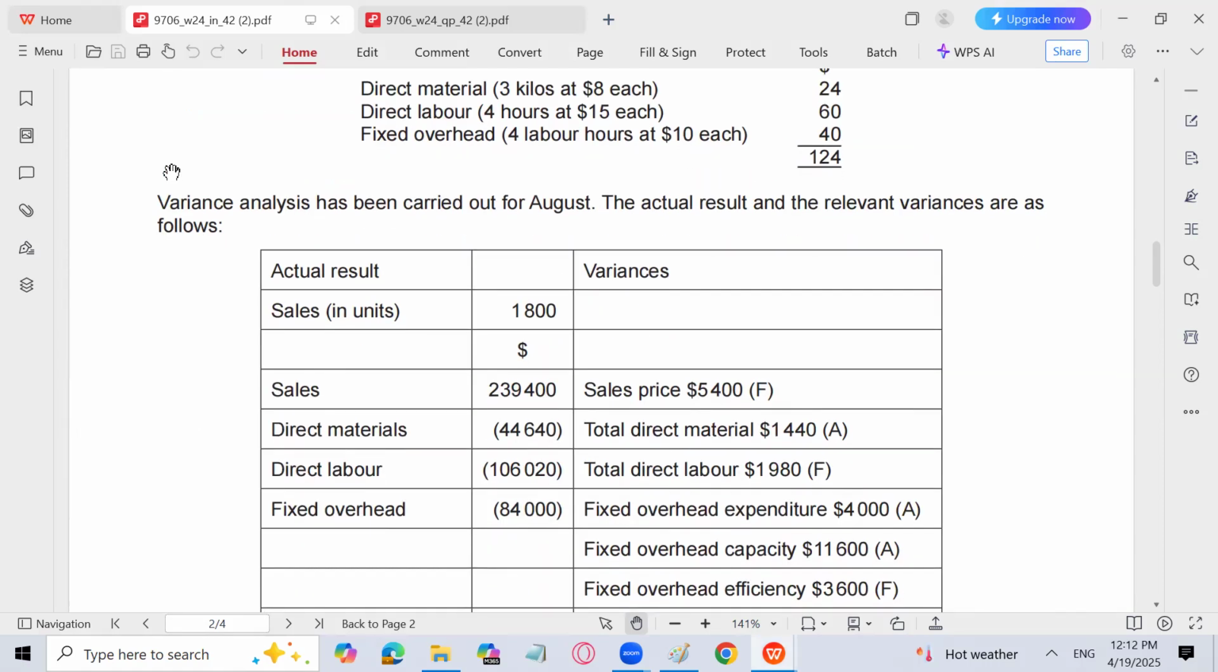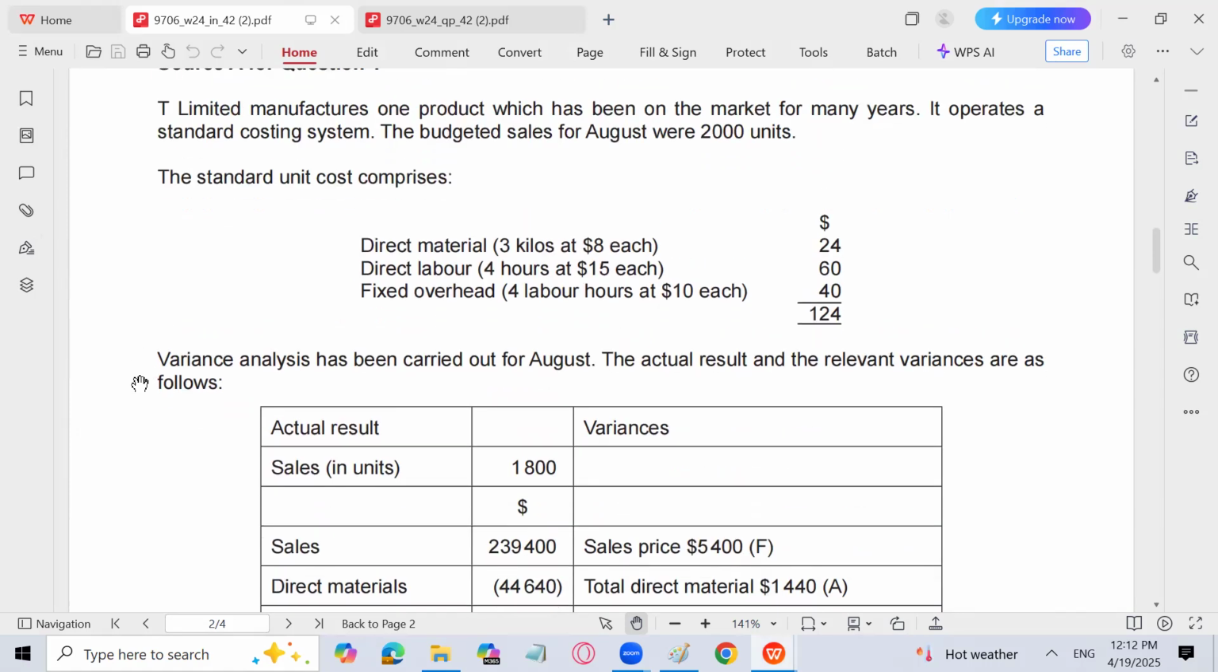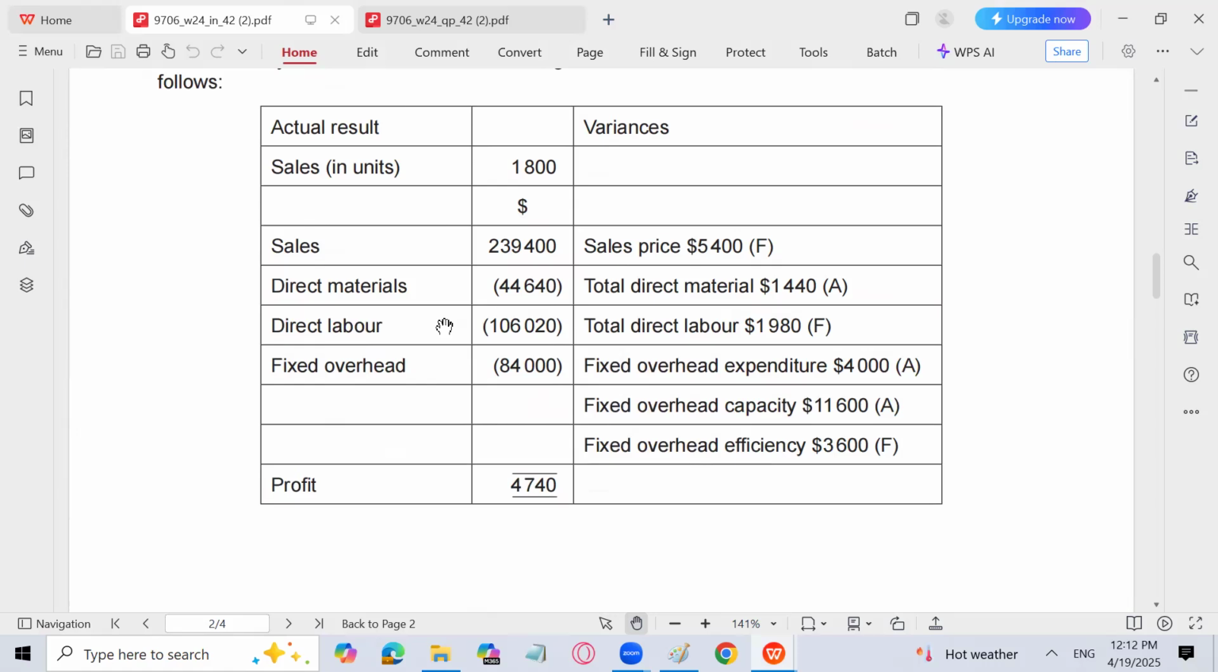The actual results and the relevant variances are as follows. Sales in units are 1,800. That is the actual sales unit. So actual sales units are 1,800 and budgeted sales units are 2,000. Now the actual sales, direct material, direct labor, fixed overhead, and actual profit are also given. And variances are given: sales price variance, total direct material variance, total direct labor variance, fixed overhead expenditure, fixed overhead capacity, and fixed overhead efficiency variances also.